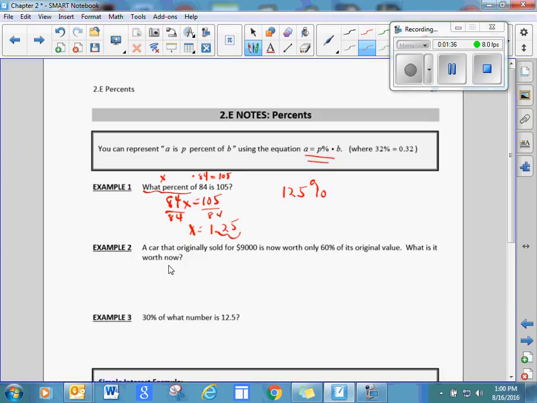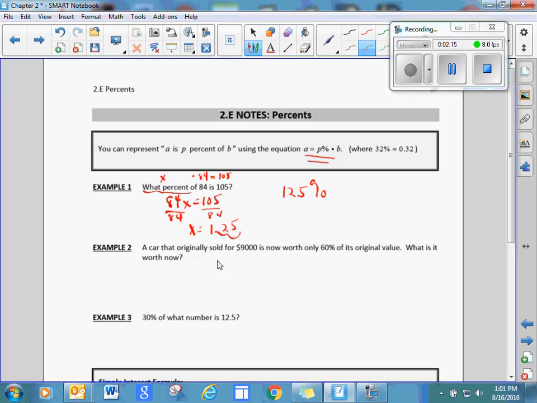Number 2, it says a car that originally sold for $9,000 is now only worth 60% of its original value. Anytime you drive a car off a parking lot after you bought it, it's worth substantially less than you just paid for it. So it's asking what is it worth now that it's not worth as much as it was when you bought it. So we need to set up an equation. We are looking for the math question here. If you had me last year, we identified the math question and I actually had you write it down. The math question here is what is 60% of 9,000? That's what we're trying to answer.